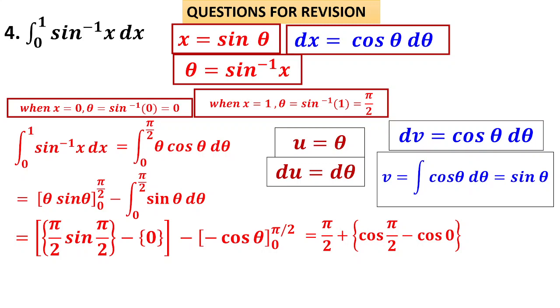Therefore, plus. When you apply the upper limit, it is cos pi by 2 minus cos 0. For cos 0 is 1. Therefore, pi by 2 minus 1 is the final answer.